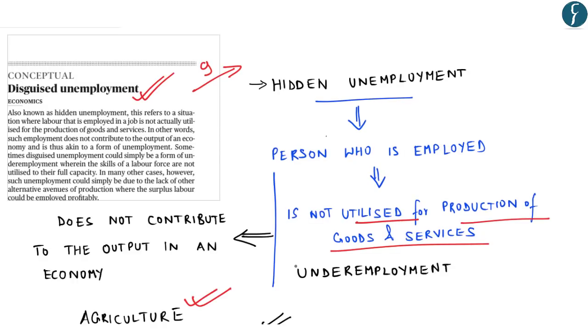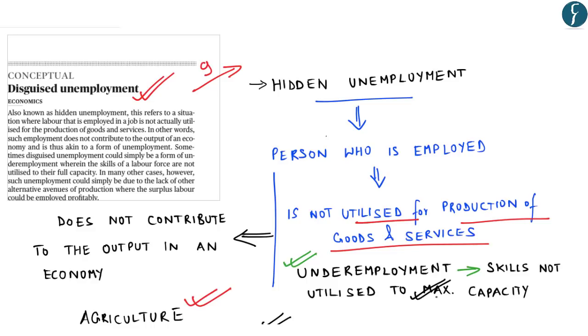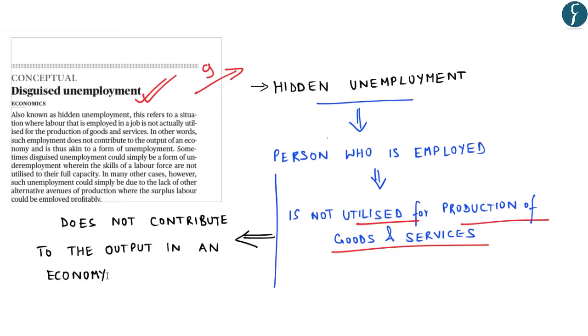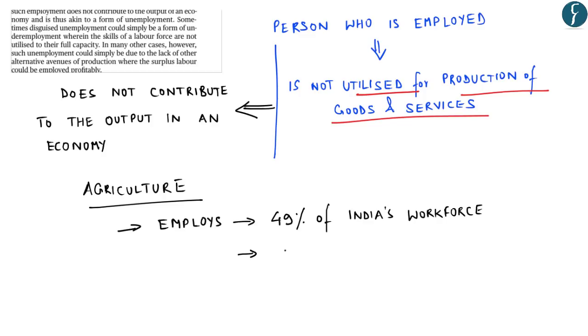Now, at times, this kind of disguised unemployment can also be a form of underemployment. Thus, this kind of underemployment, where skills are not utilized to their maximum capacity, also leads to a decline in output. And hence, it is considered to be a form of hidden unemployment. For example, in India, agriculture sector employs 49% of India's workforce. However, this agricultural sector contributes only around 14% to India's GDP. Thus, we can assume that there is a lot of disguised unemployment in the agricultural sector in India.